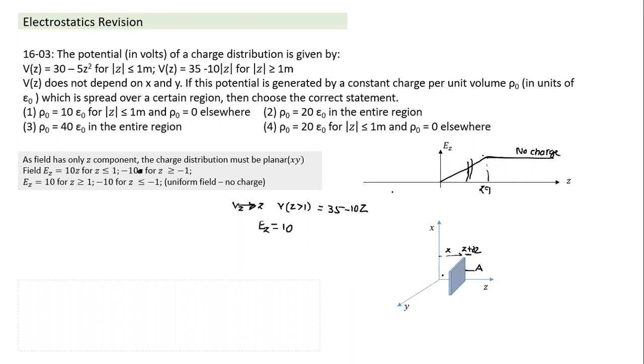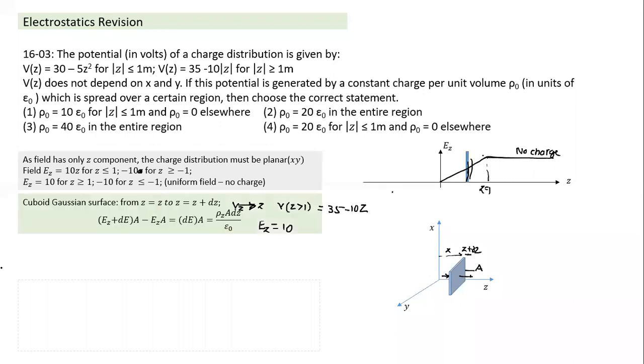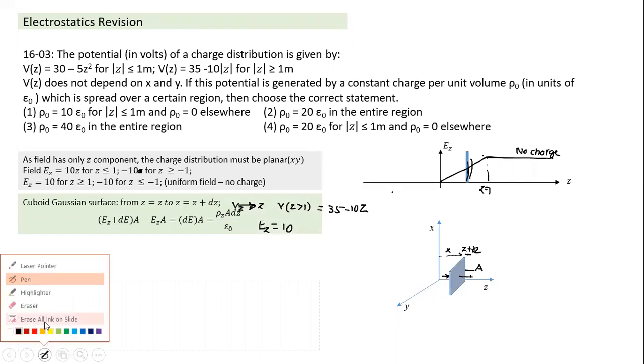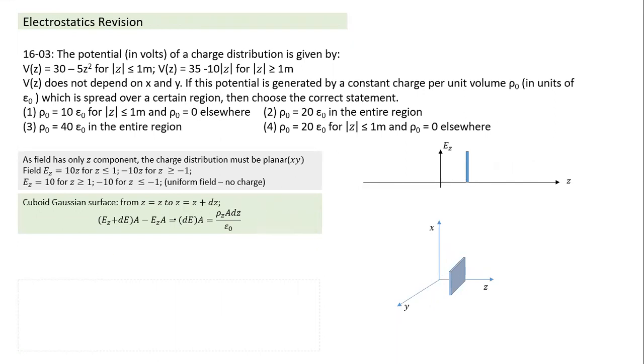On the left surface the field is like this, on the right surface the field is like this. So the flux through the left surface is negative, and the flux through the right surface is positive. Let me write the value of flux here. For the cuboid Gaussian surface, the field going out is positive, which is Ez plus dE. As the field is increasing, on the right surface the field is E plus dE, a little more, times A. Thus the net flux.